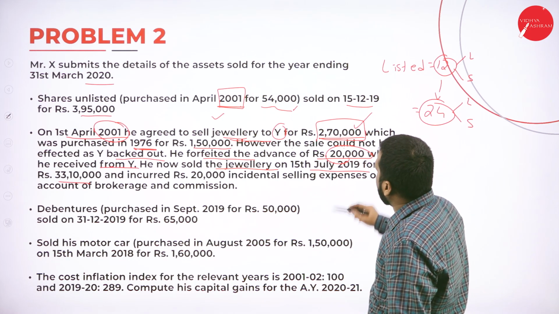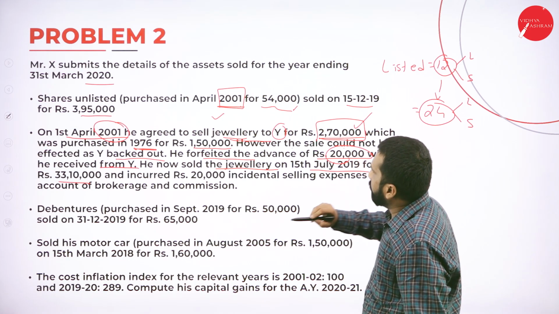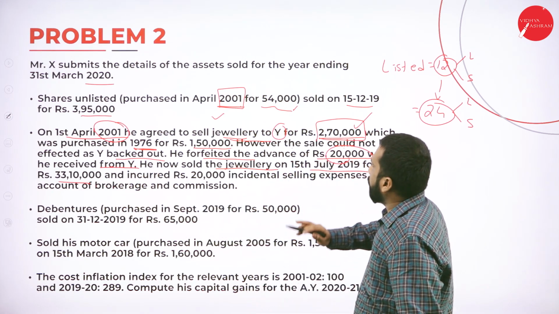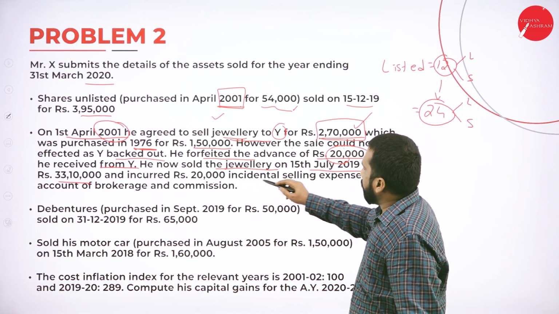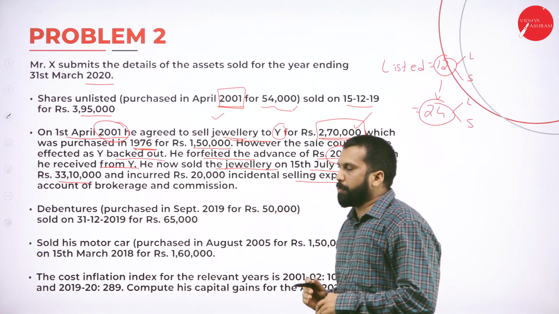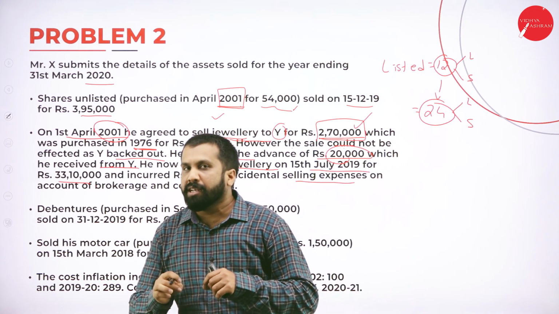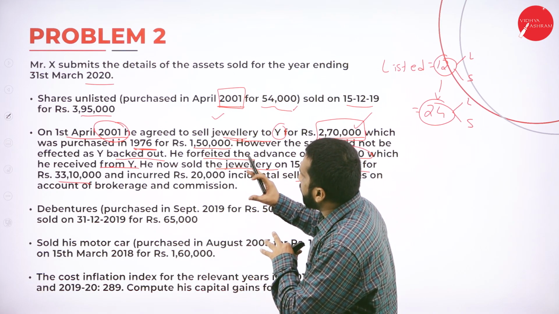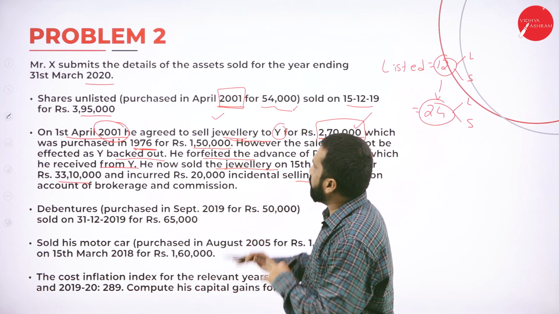2,70,000. At what price is it sold? It is sold at 33,10,000. Now, 20,000 incidental selling expenses were incurred. See, in every problem you did not have any selling expenses, but in this problem you have selling expenses. These are the information. Again, I'll explain.